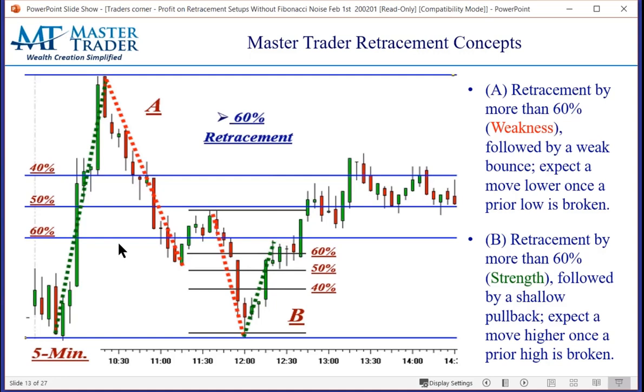So what am I now thinking based on what I just told you in the prior slide? I'm thinking that that's weak now, it's greater than 60. So let's look here at A, followed by a weak bounce. Here's my bounce. It did not bounce much. And so I would now measure a bounce from this pivot high to this pivot high. Just eyeball it. It didn't bounce much at all, right? I don't need a fib to tell me that.